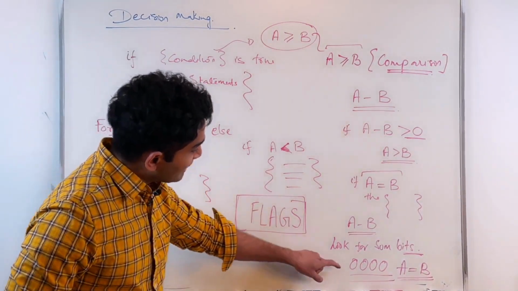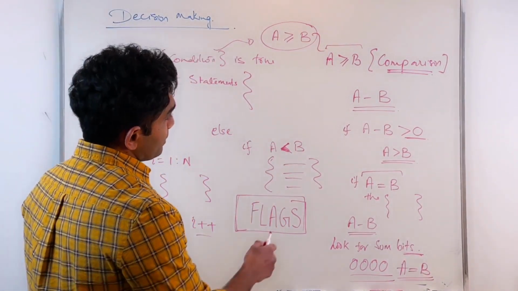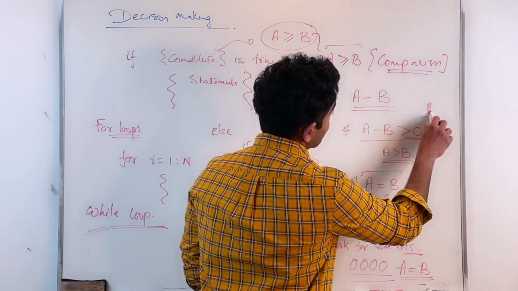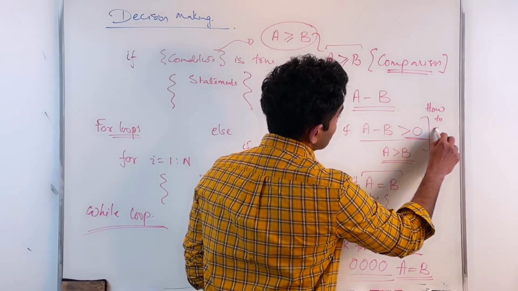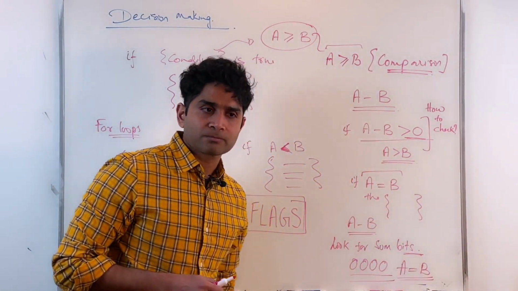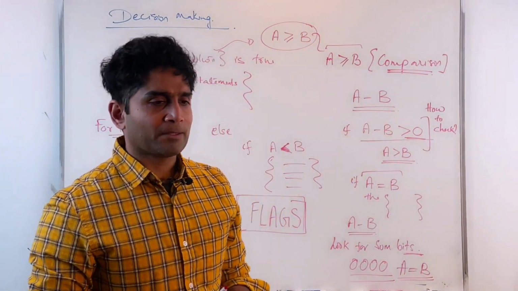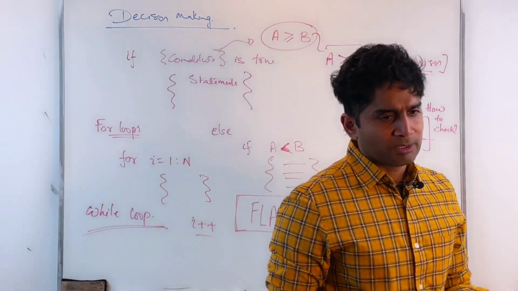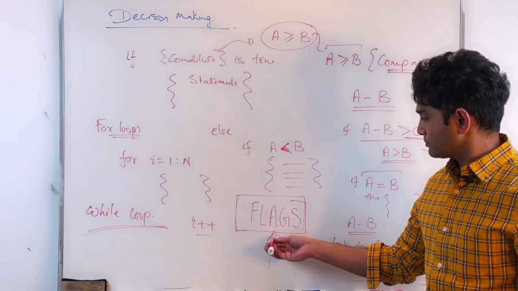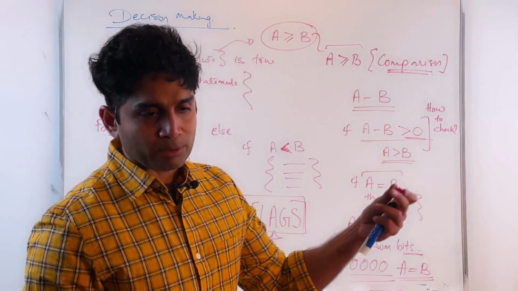Instead of trying to look at each bit to see if it's 0, or, for example, if A minus B is larger than 0, how do I check for this at the hardware level? How to check if the sum is larger than 0? Do I have to look at each individual bit and make a decision? That's not a very practical approach. A better approach is to use the concept of flags to check for these multiple conditions.